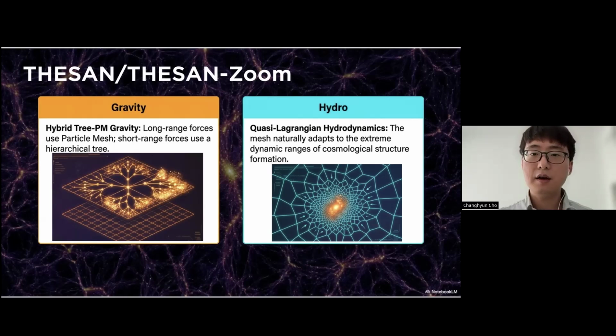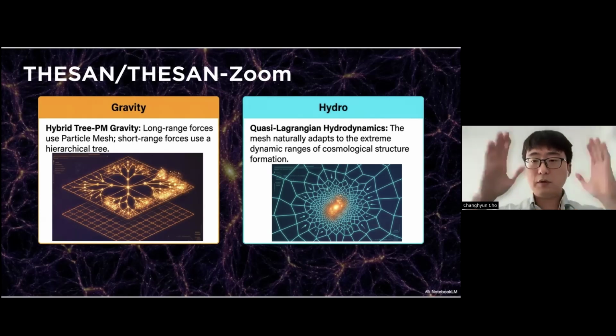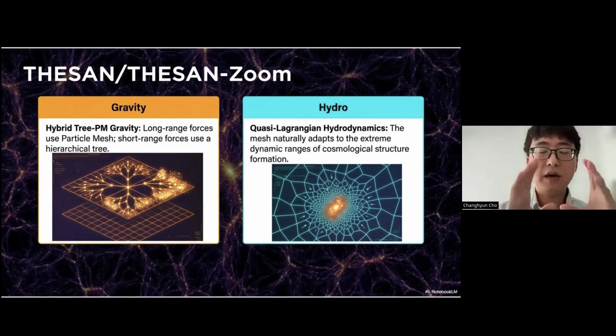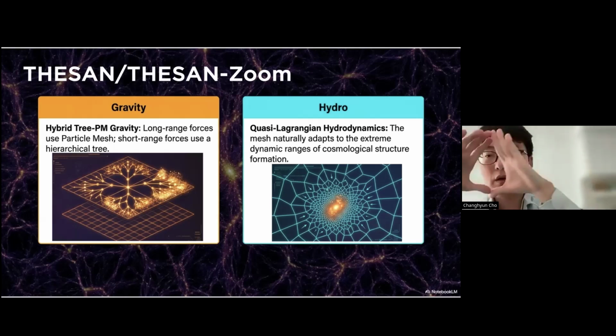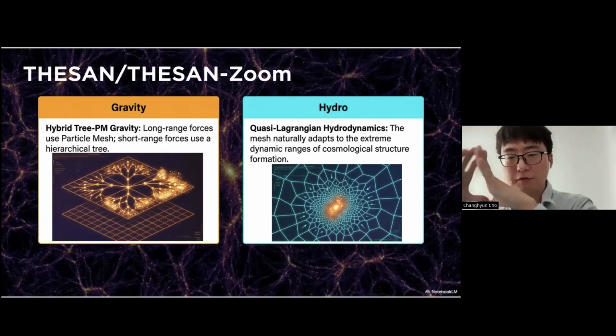That's it. And for the hydrodynamics, we use quasi-Lagrangian hydrodynamics. I think you guys are familiar with the AREPO simulation. So the THESAN simulation and the THESAN-Zoom simulation are based on the AREPO code. So this hydro part, what is this quasi-Lagrangian scheme? To understand that part, I would say it this way. The previous Lagrangian scheme is like a camera moving along with the fluid.